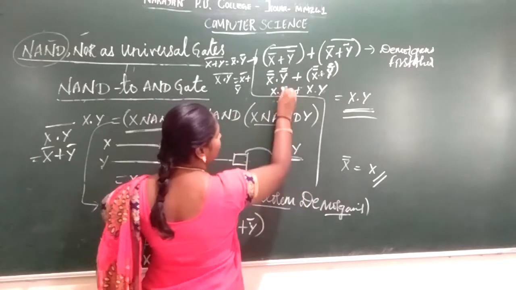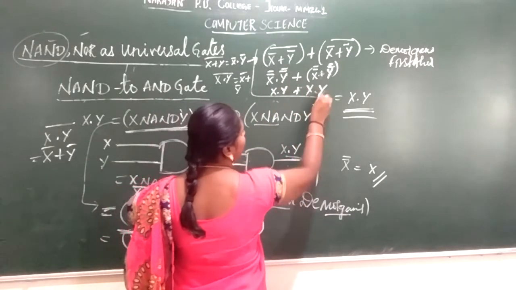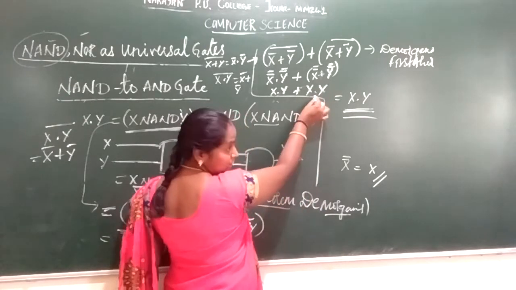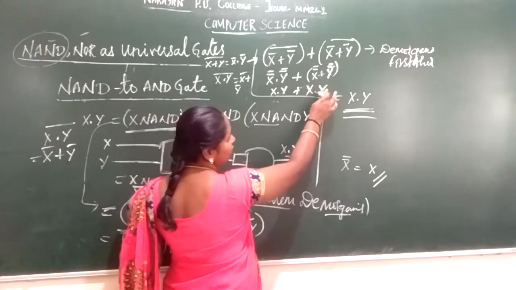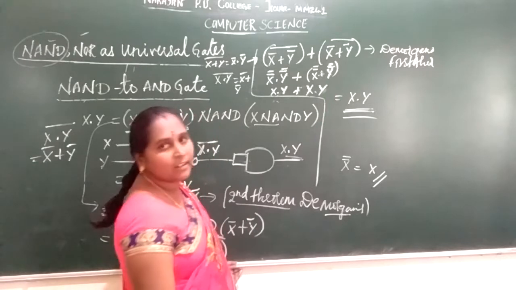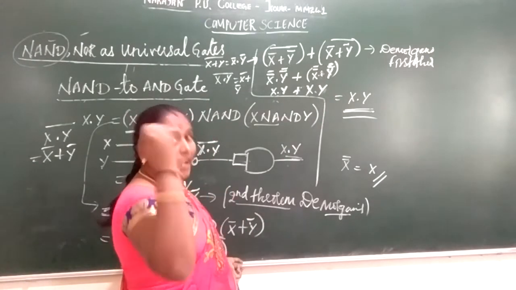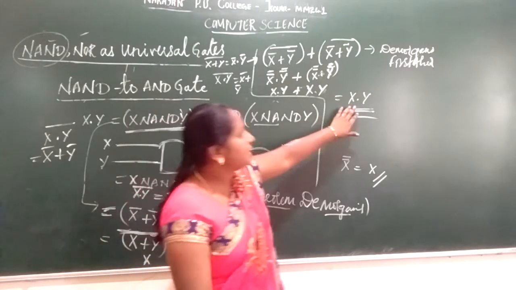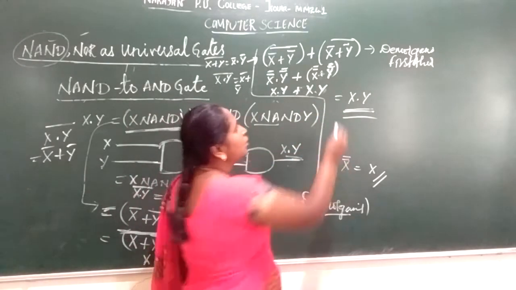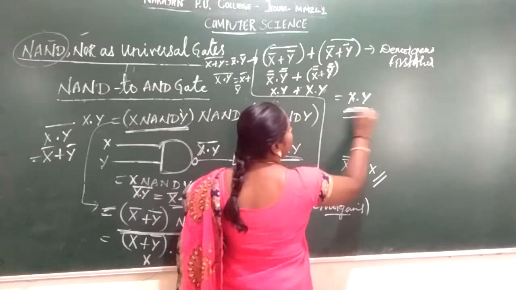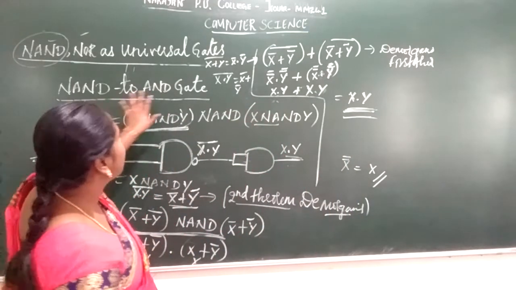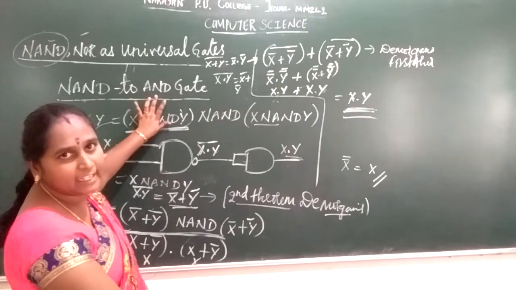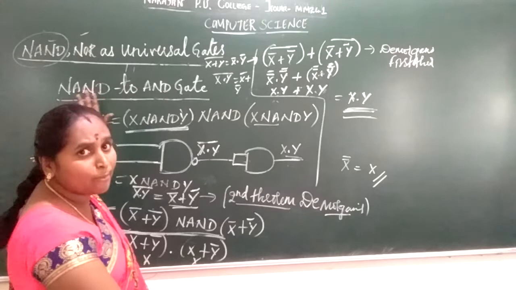So xy plus x into y. So idempotence law, again I apply the idempotence law. Idempotence law is nothing but a variable combined with itself using an AND operation or OR operation, the result is the same, that is the same variable. So x into y. So this is a NAND gate implemented with the help of an AND gate, and an AND gate implemented with the help of a NAND gate.